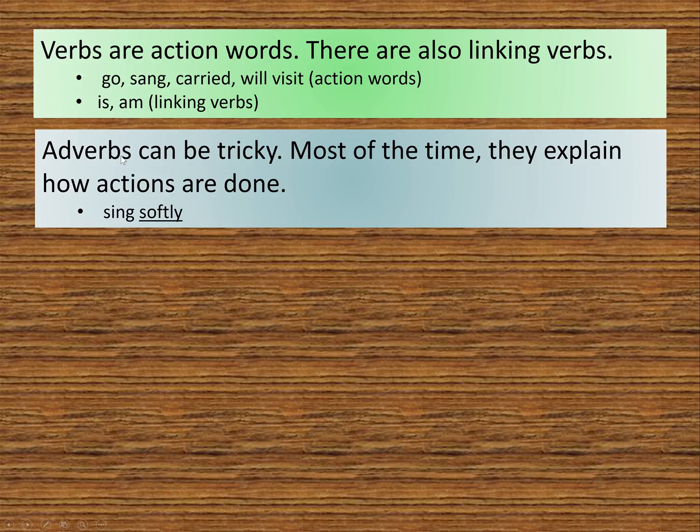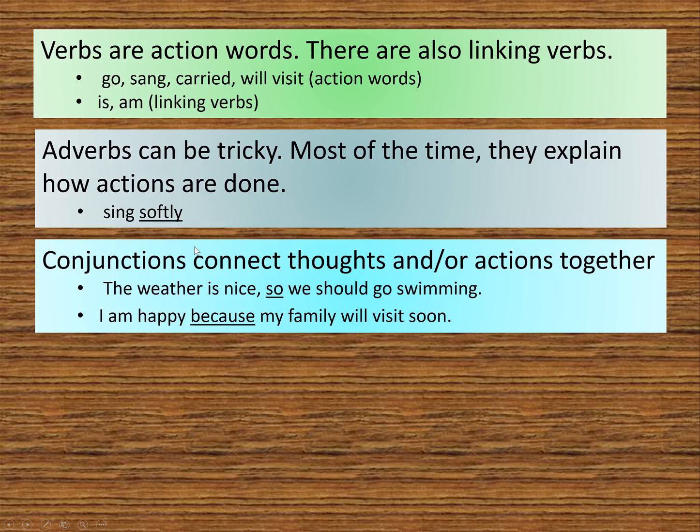Adverbs can be tricky. Most of the time they explain how actions are done. So just for today's notes, because this is how you'd use them most of the time, this is what I'd like you to try to remember, right? So this example here, sing softly. It explains how the singing is done. Conjunctions connect thoughts and or actions together. Two examples. The weather is nice, comma, so we should go swimming. In this first example, we have a coordinating conjunction. And with a coordinating conjunction, you always put a comma before your coordinating conjunction.